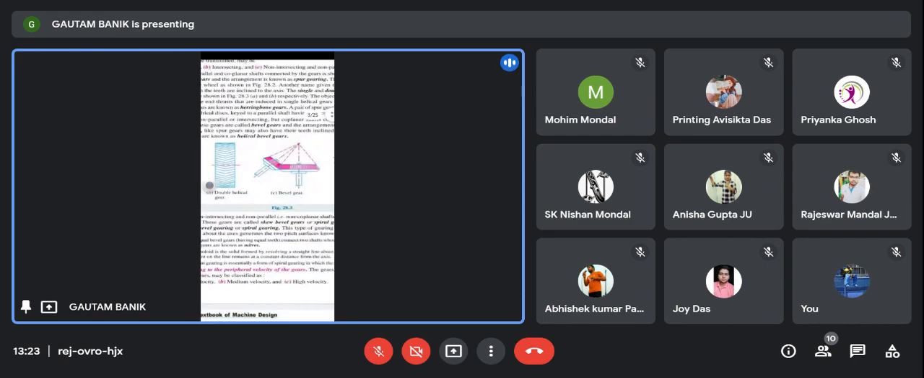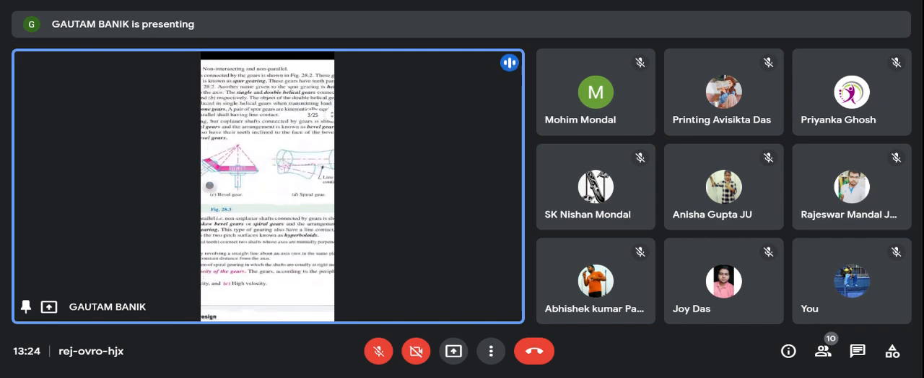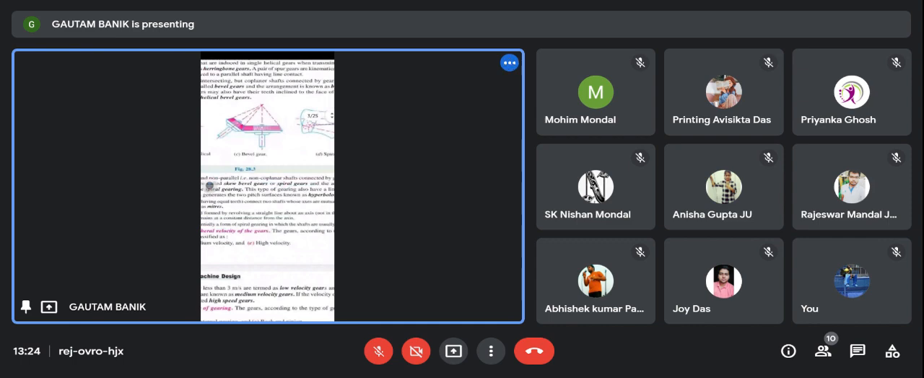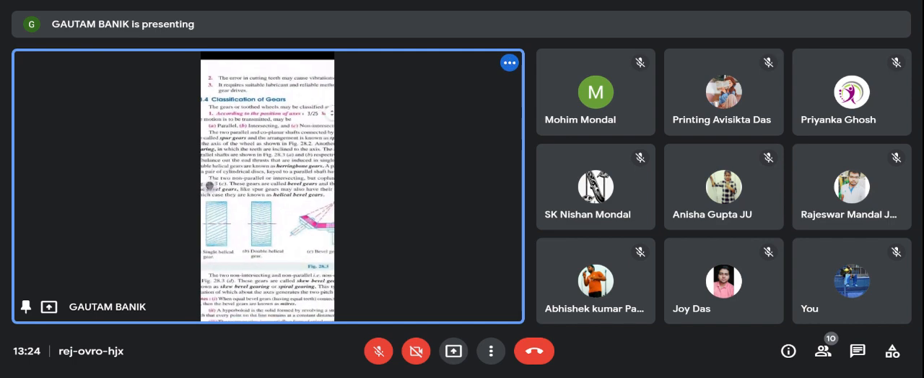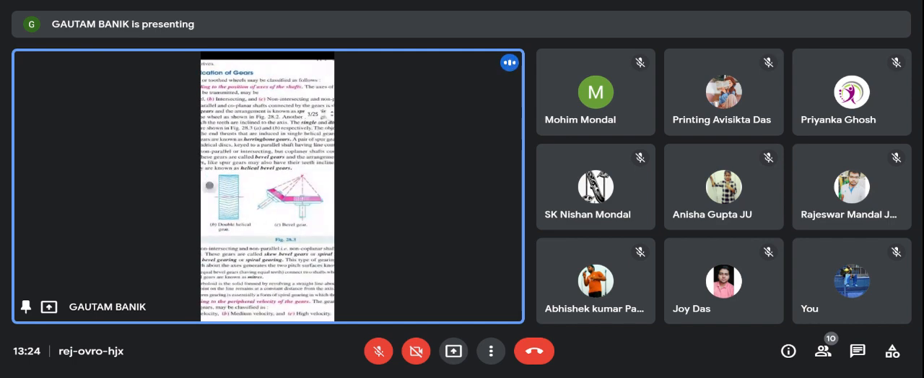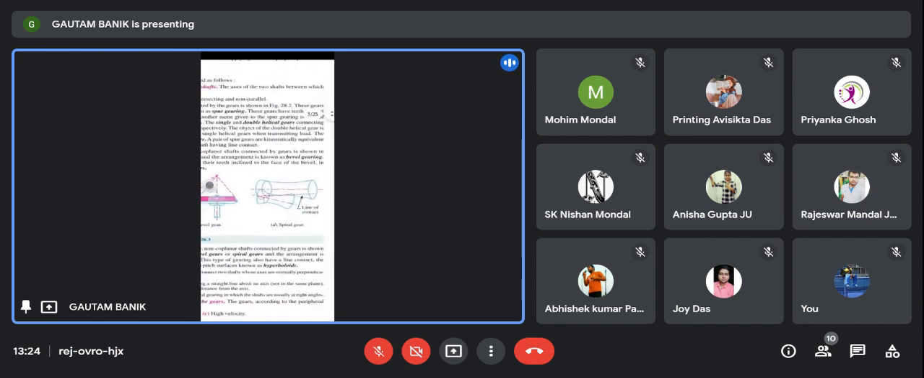In the bevel gear, power is transferred when the axes of the shafts are perpendicular to each other or inclined, mounting the bevel gear in this manner. This is called the bevel gear. And the spiral gear, step by step I will discuss. So the gears are divided according to the position of the axis: parallel, perpendicular, intersecting, or non-intersecting and non-parallel, where the spiral gear is used.